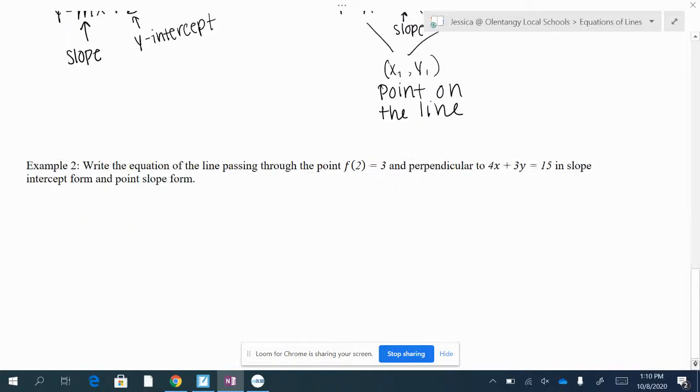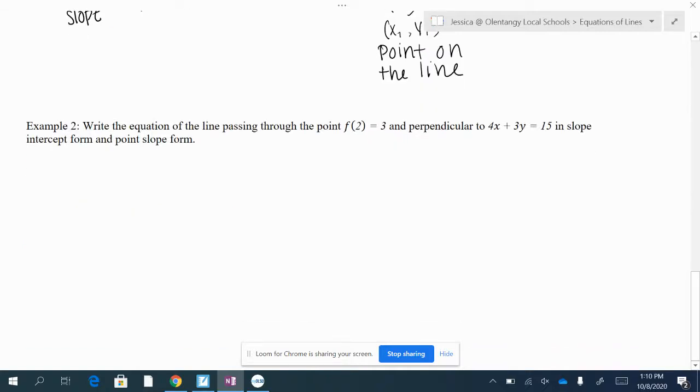Okay, so in this example, it says write the equation of the line passing through the point f of 2 equals 3 and perpendicular to 4x plus 3y equals 15 in slope-intercept form and point-slope form. Okay, so first, we have to find the slope of our original line. So our original line is this 4x plus 3y, so we need to go ahead and solve for y.